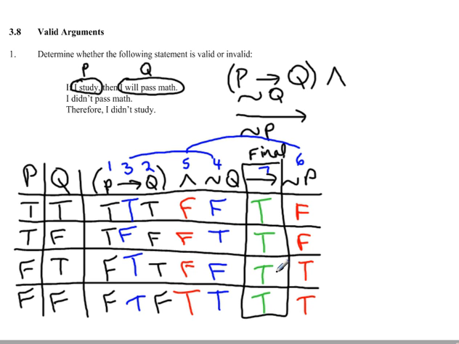The last step in the valid argument problem is to tell me, is this valid or invalid? Well, after you've created your truth table, when you look at the final column, if they're all true, it's valid. So this would be a valid argument. If even one of these would be false, you would say invalid. And that's how you do valid arguments.